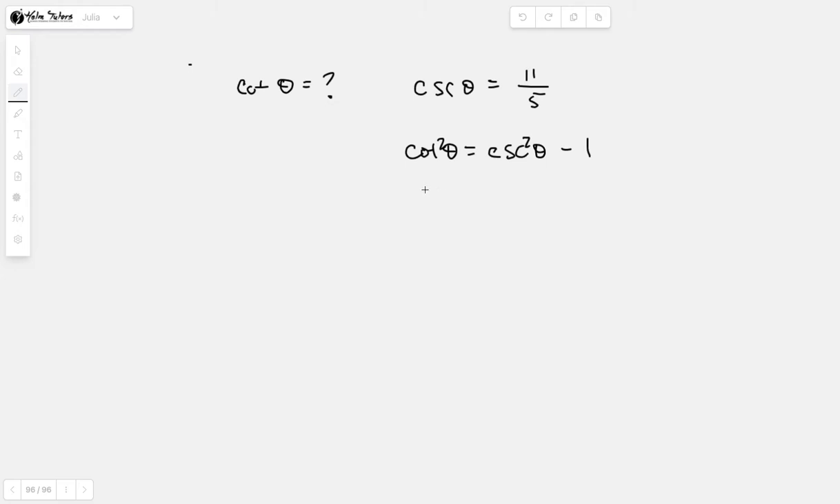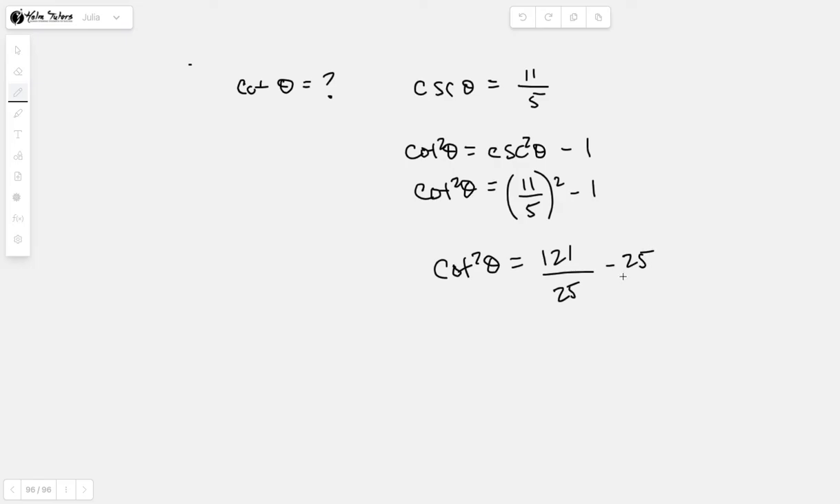And then replace the cosecant squared, so cot squared theta is equal to (11 over 5) squared minus 1. That's cot squared theta is equal to 121 over 25 minus 1, and that's minus 25 over 25. And what does that say? Cot squared theta is equal to, what's 121 minus 25? It's not a very pretty number. 121 minus, sorry, go ahead. Thank you. So 96 over 25. I'm not very good at arithmetic.